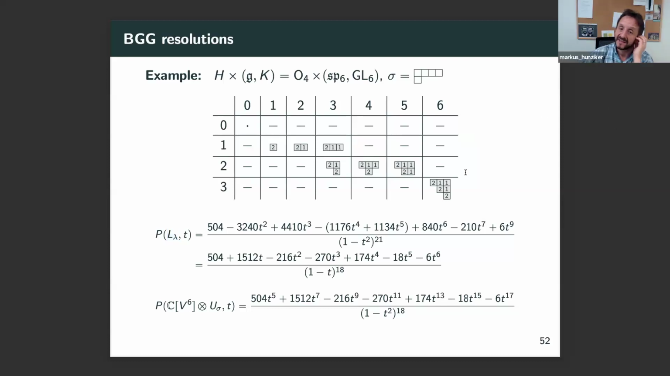Oh, yes, that's correct. The associated variety of that L lambda is actually, so you see this reduction here? Yes, that's correct. So the 18 is the dimension of the determinantal variety of all symmetric 6 by 6, because we are dealing with Sp6, 6 by 6 symmetric matrices of rank less than or equal to 4.